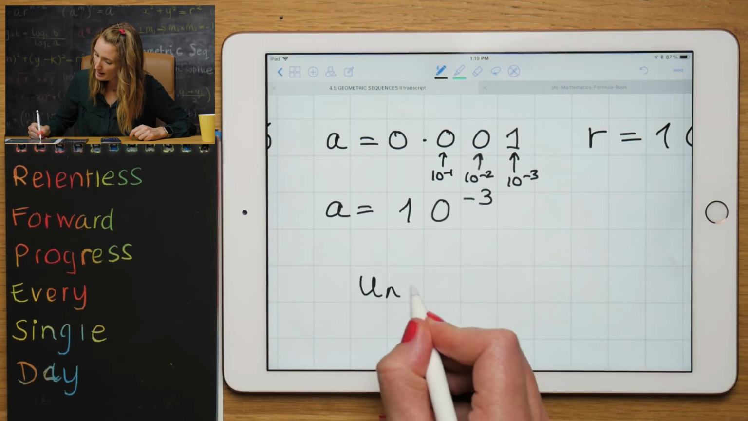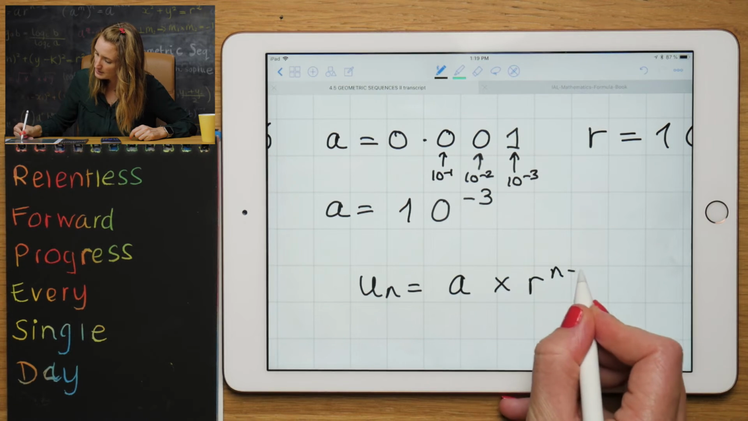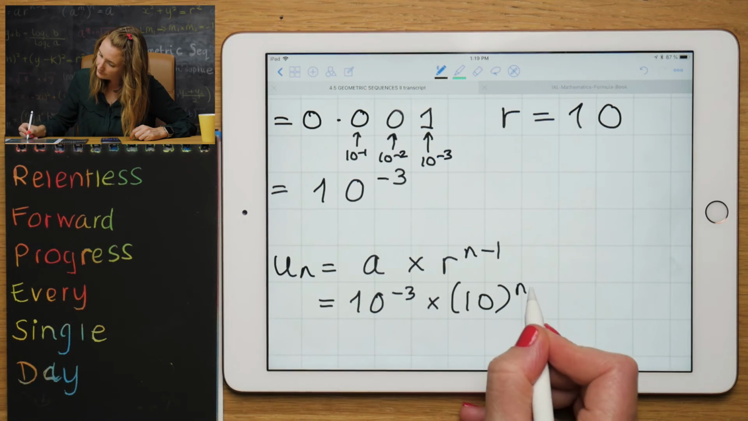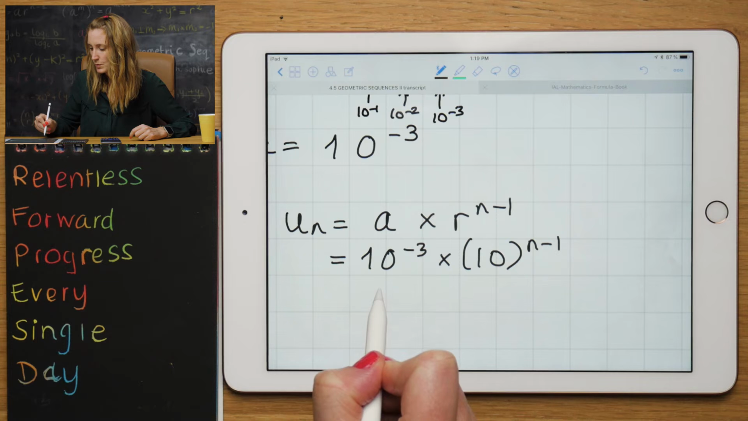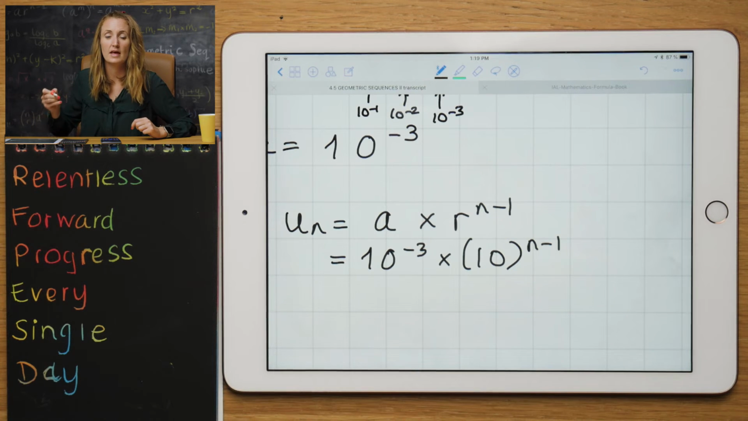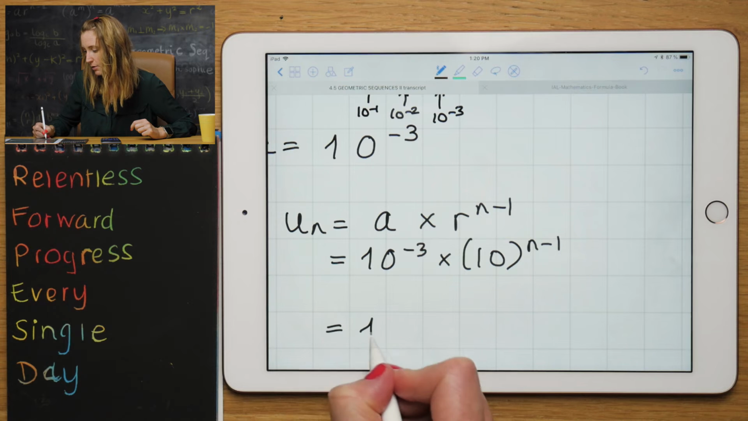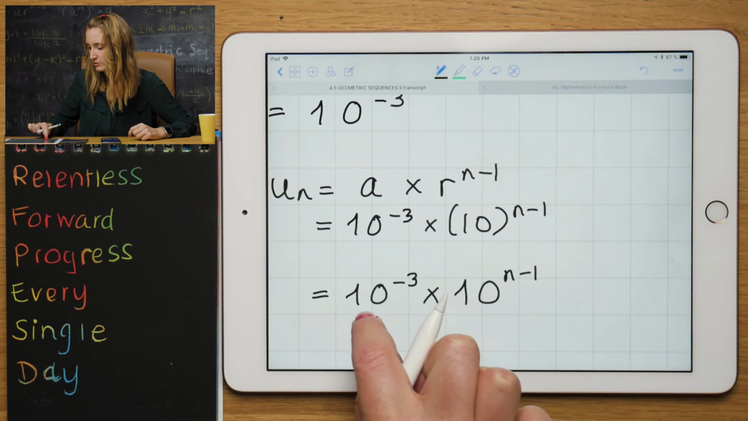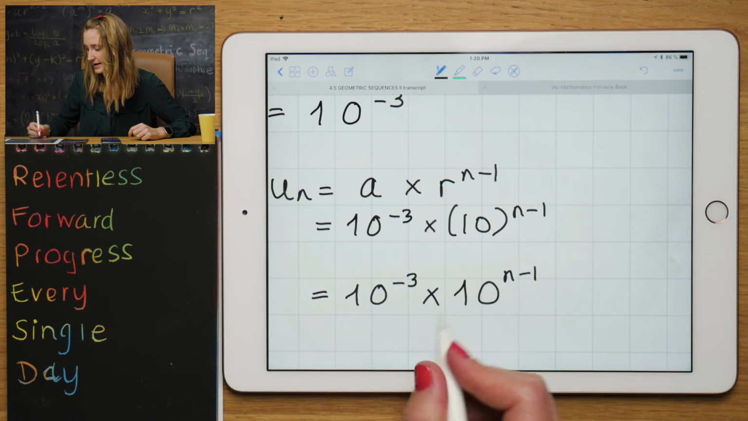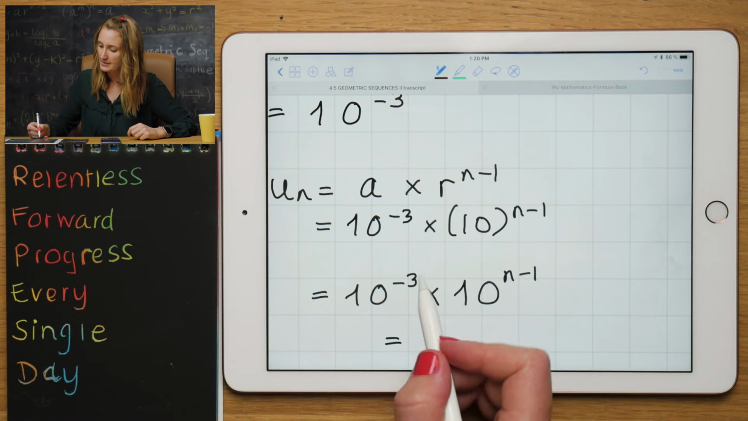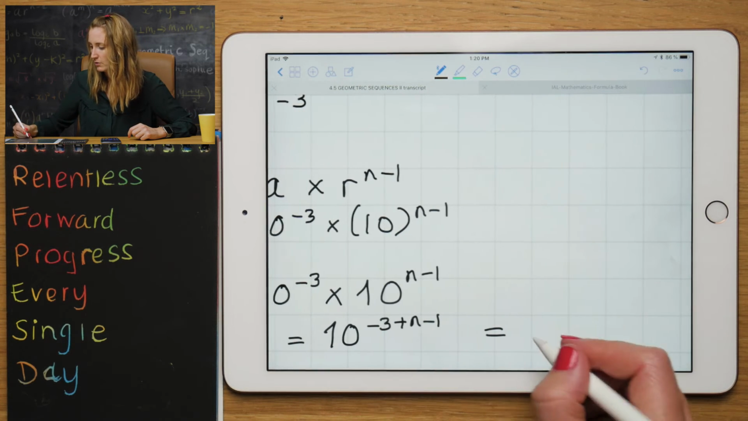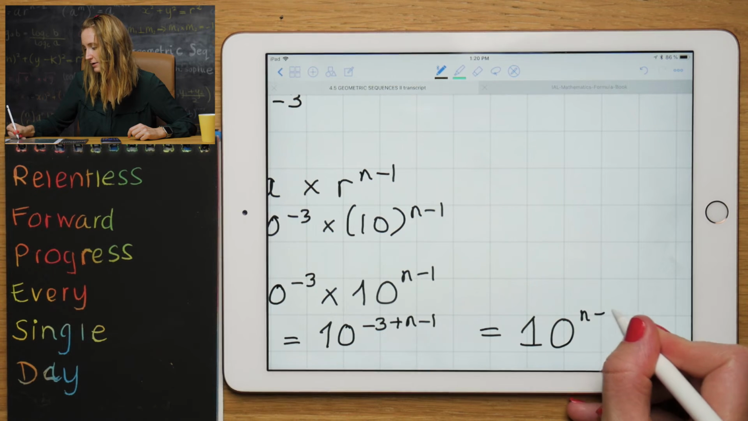So to calculate un, I multiply a times r to the n minus 1. A is 10 to the minus 3 times 10 to the n minus 1. Now in this situation, because the base is the same, because they are both 10, you can actually multiply them together. If you remember your rules for indices, when you multiply two numbers of the same base, you add their indices. So you would do minus 3 plus n minus 1. Minus 3 and minus 1 go together to be minus 4. So the nth term is 10 to the n minus 4.